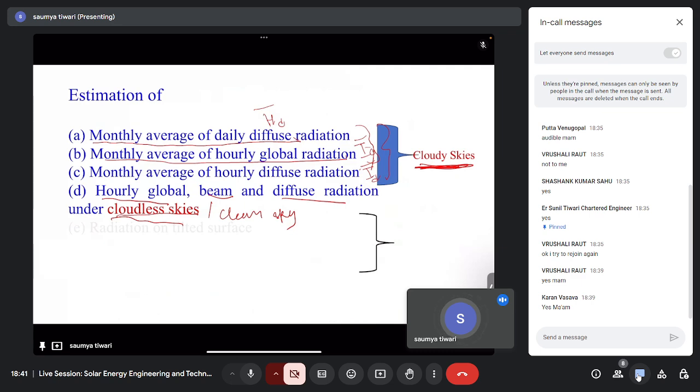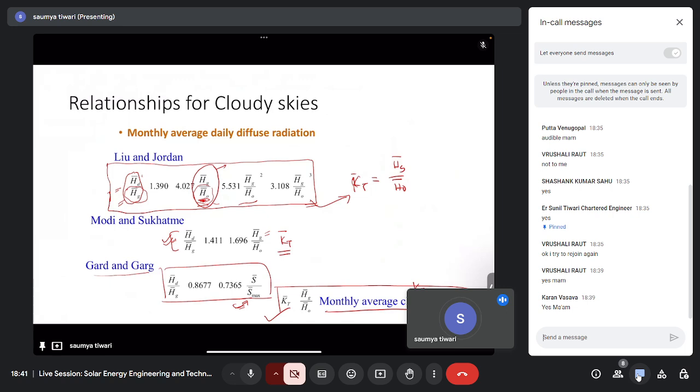So after getting these two parameters, there is basically the clearness index factor, given by the symbol KT. KT bar is basically Hg bar upon H naught bar. This is the factor in which SD bar is given as a function of KT. As you can see, this can be written as 1.390, then minus, plus, and plus.